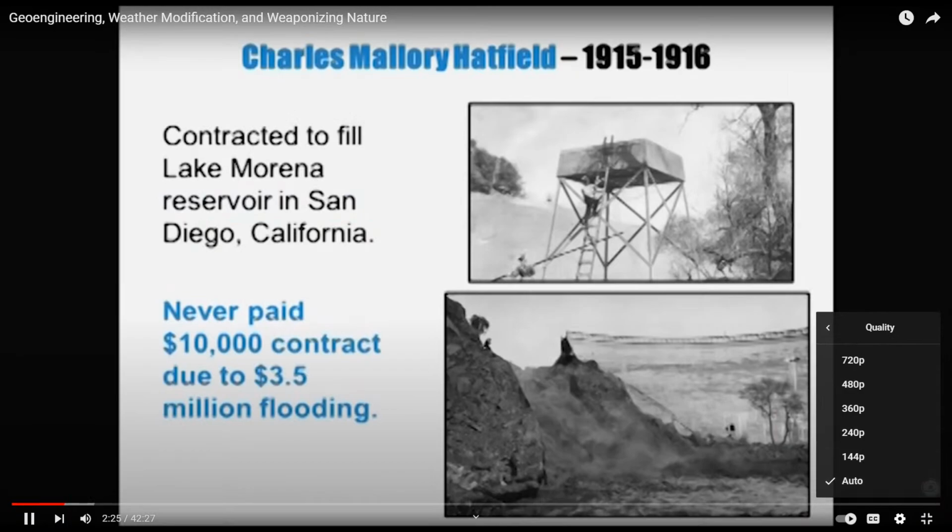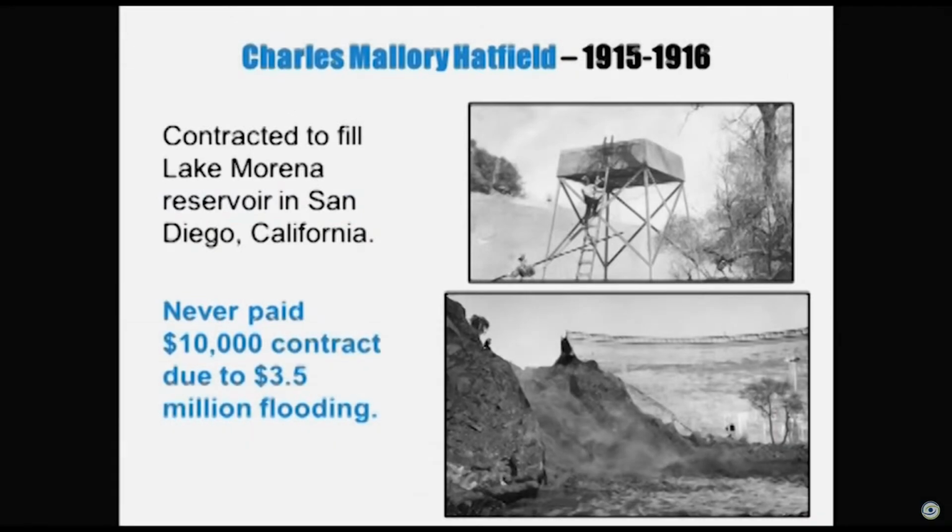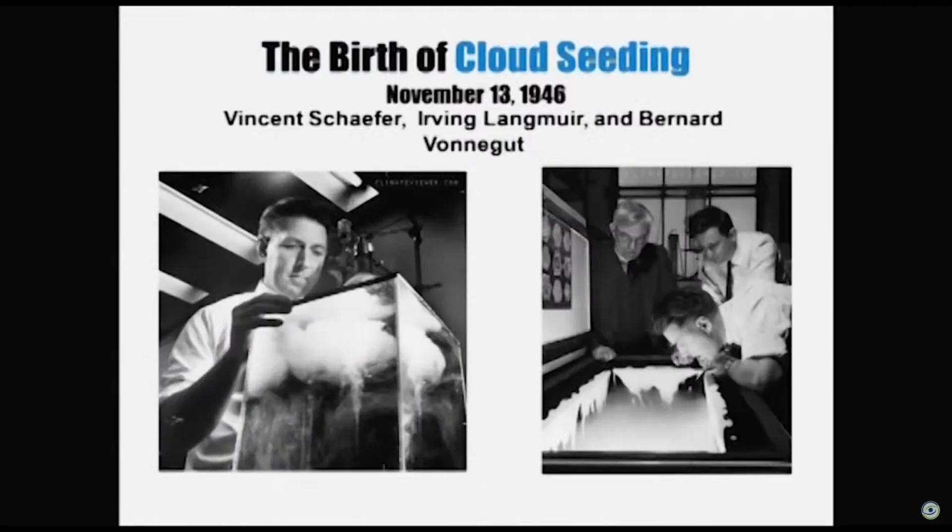Now, he was contracted by the city of San Diego to make it rain. They told him they'd pay him $10,000 to do it, and he did it. The problem is he did $3.5 million worth of flooding damage, and unless he assumed liability for all of that, he never got paid. That's the Lake Morena Dam falling apart right there.